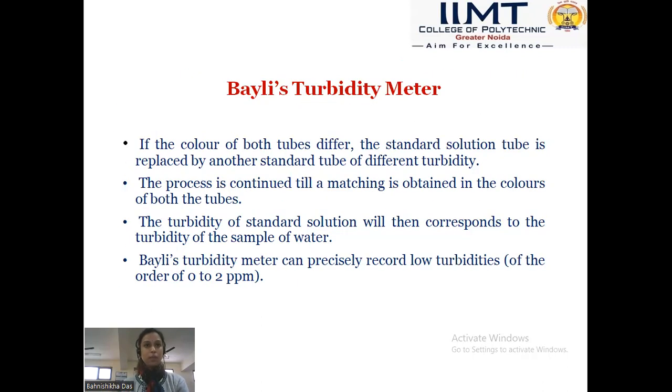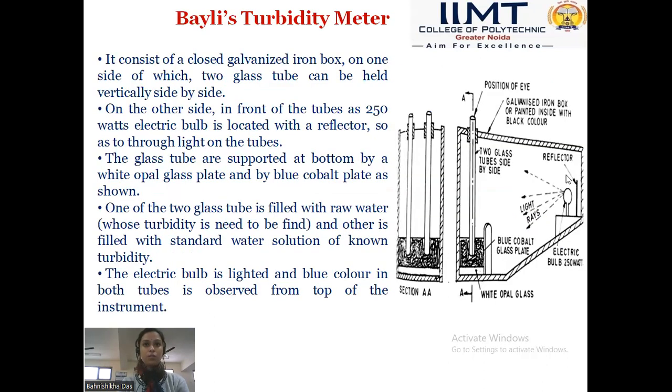The Biley turbidity meter also depends upon the scattering of light, reflection of light, because whenever the light is falling on the solution in the tube, it is because of the reflection of light only that we can see the color.